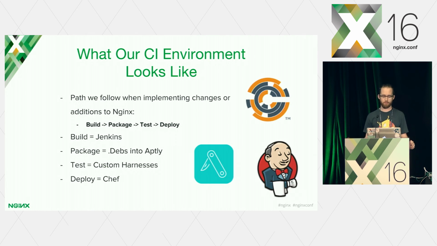This is what our CI environment looks like. Most of our processes go build, package, test, and then deploy. We build largely with Jenkins. All of our packaging goes into Debian packages and then into an apt server. We test using custom harnesses that we wrote that test all the functionality and features within our application. And then finally, we deploy it out with Chef to our network and all of our production machines.